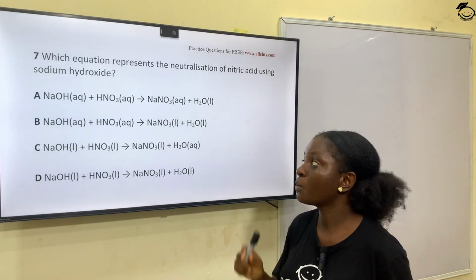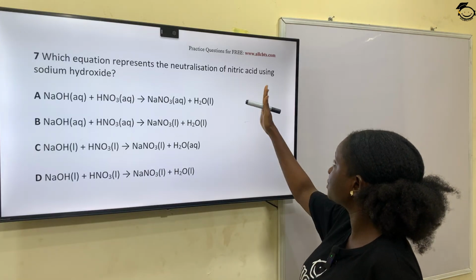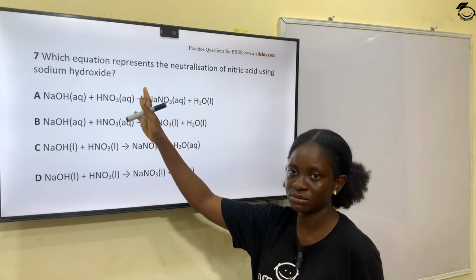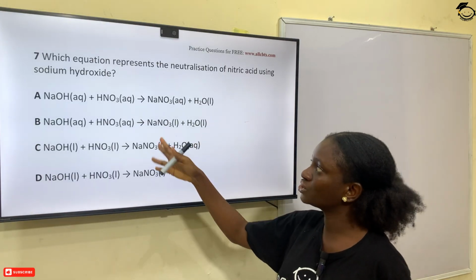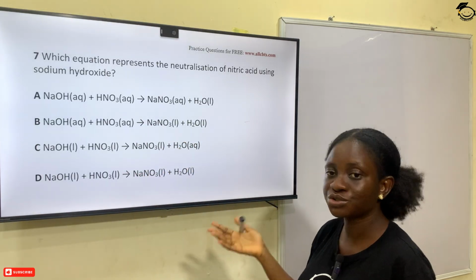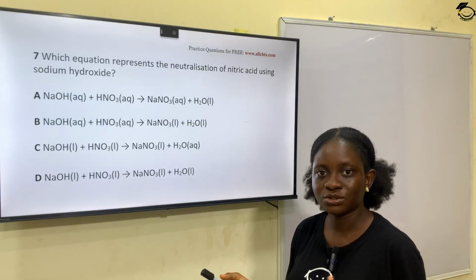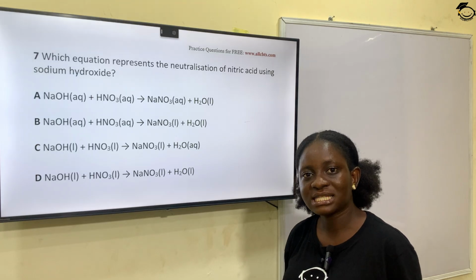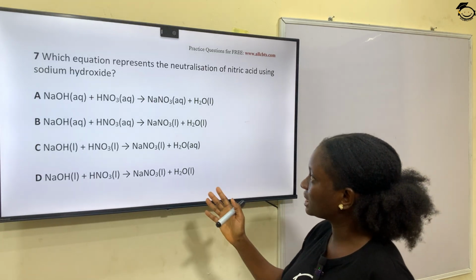Question 7. Which equation represents neutralization of nitric acid using sodium hydroxide? So this is asking which of these equations illustrates a neutralization reaction. And what is a neutralization reaction? That's the reaction between acid and base to form salt and water. So let's look at it.